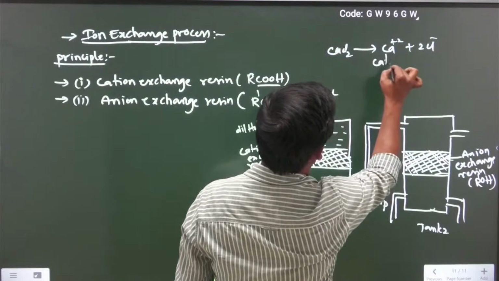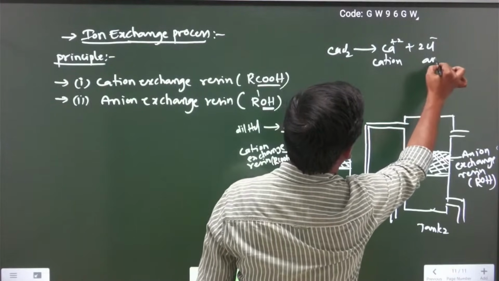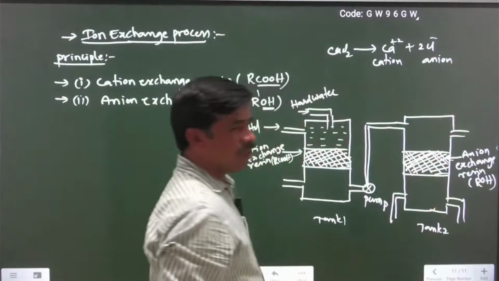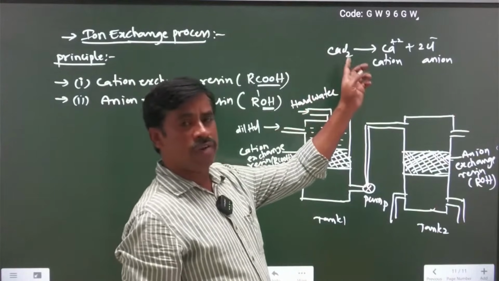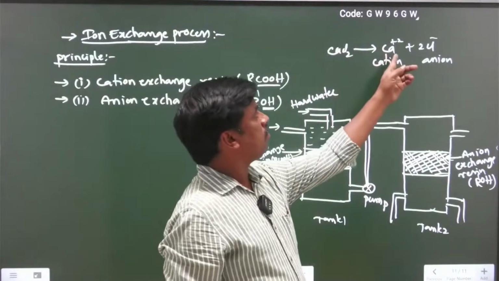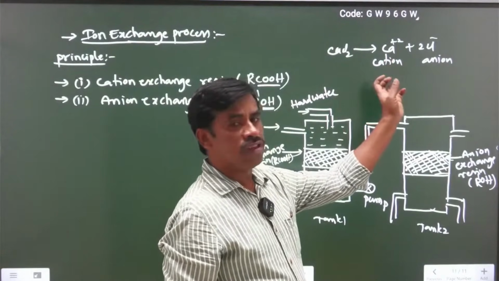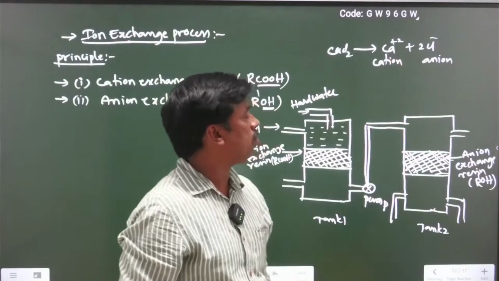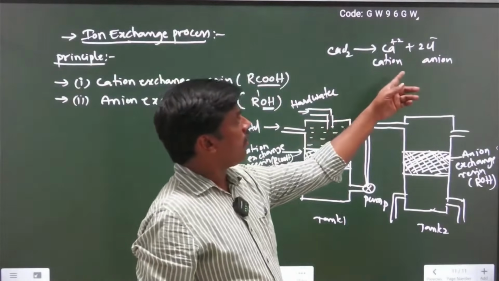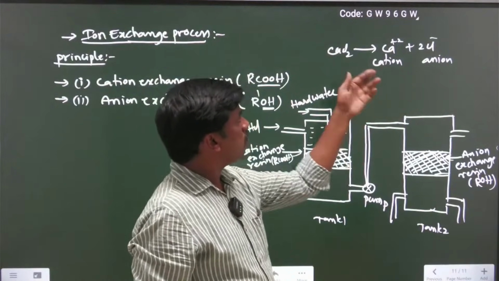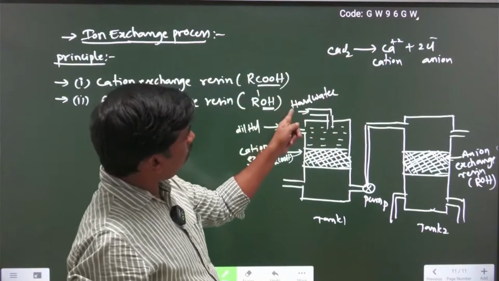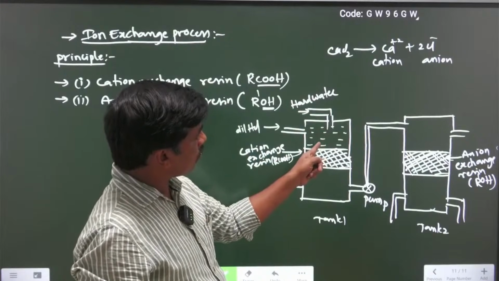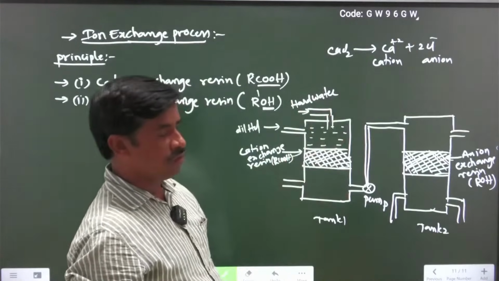This one is the cation. This one is the anion. One example I am showing: calcium chloride, whenever dissolving in the water, calcium plus 2 is treated as a cation. A positively charged atom is called a cation and a negatively charged atom is called an anion. When calcium chloride is dissolved in this water, calcium plus 2 and Cl minus are also there.